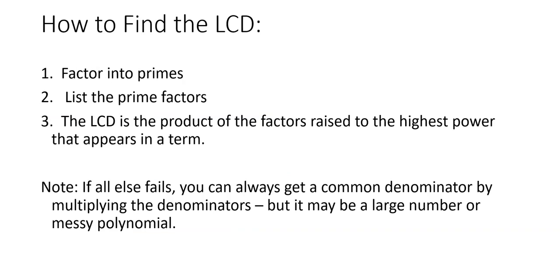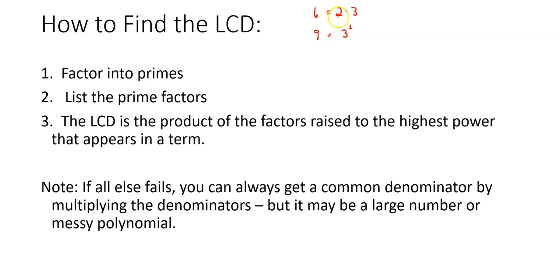Factor things into primes, list them out, and then it's the product of the factors raised to the highest power. So if you want to do that process with the 6 and the 9 that we did before, 6 is equal to 2 times 3. That's what we call a product of primes. 2 is a prime number, 3 is a prime number. 9 is equal to 3 squared. Okay, I factored it down to its primes. So it's the product of the factors raised to the highest powers that appear in a term.